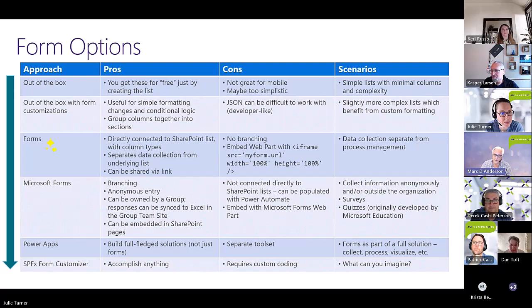So the scenario here is where your data collection is separated from process management. For example, in HR, if you want to change your title, a title change form or paid time off form, you can collect that data. It disappears. The person who fills it out doesn't even know where it goes. And then that list can live in a different site, in a different wherever, and be managed through the process.